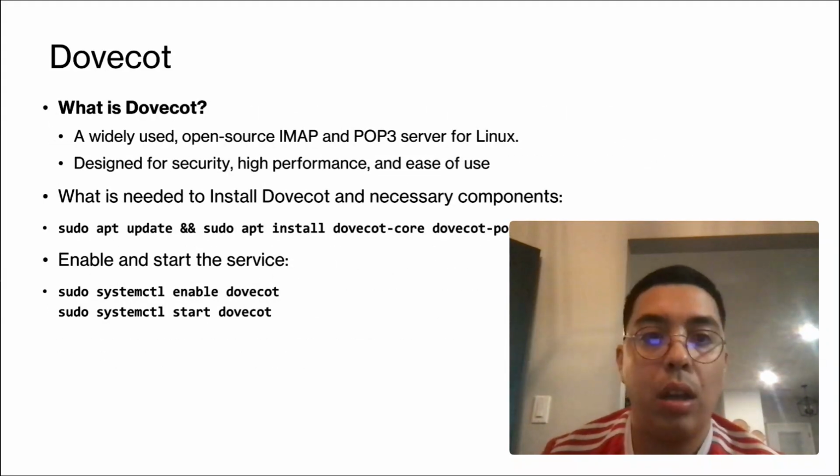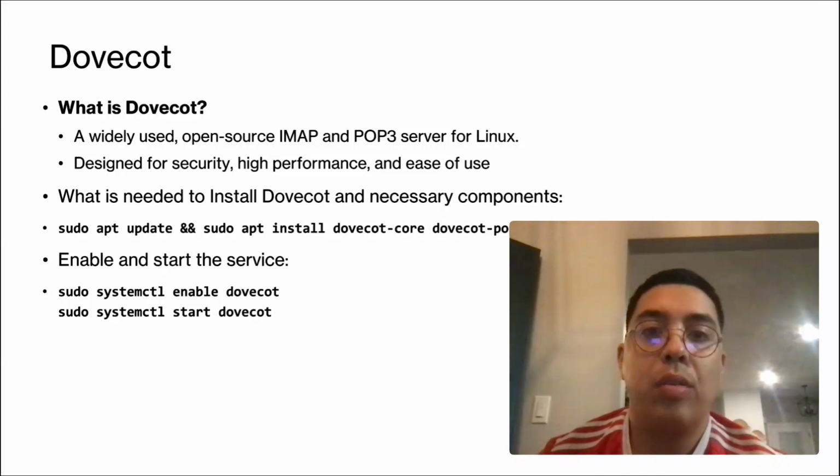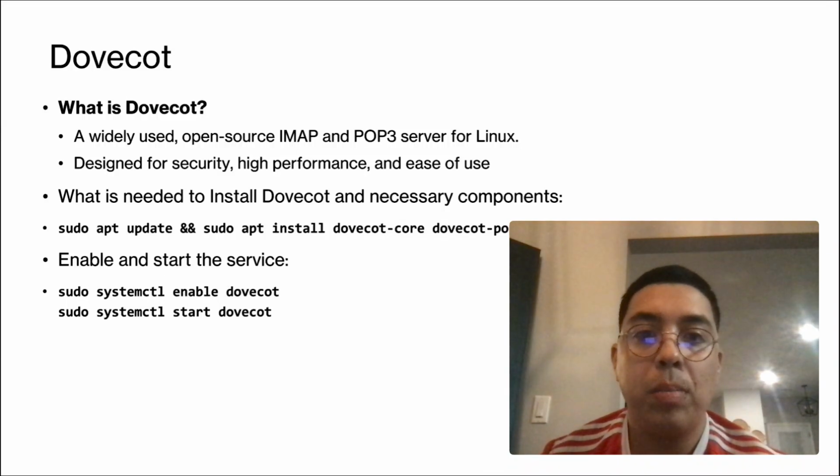Moving on. Dovecot is a popular open source, secure IMAP and POP3 server for Linux, known for its security and performance. To install it, you use package managers like apt.